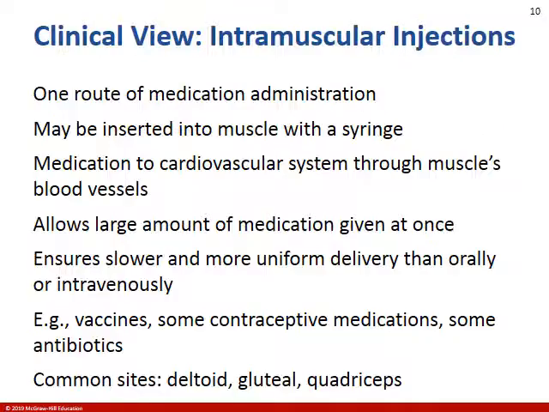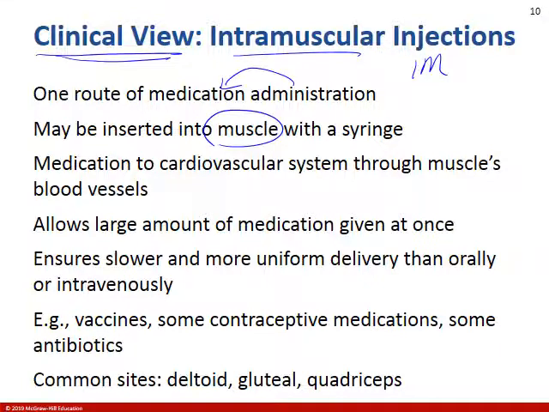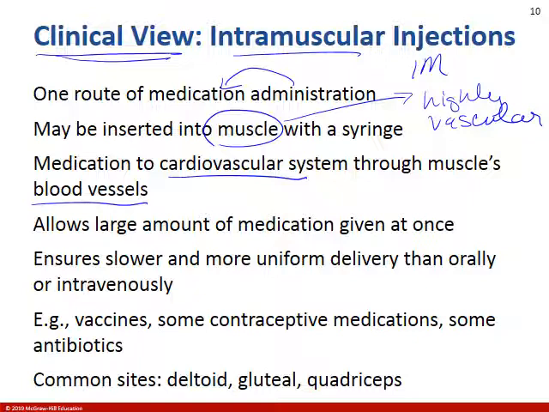I think it's important to look at this clinical view and intramuscular injections. So why would we want to administer medication directly into the muscle? If you remember, muscles are highly vascularized. So this is good, right? We can get the medication directly into the cardiovascular system via the muscle's blood vessels. We can give a large amount of medication at one time. It'll slowly and uniformly travel into the bloodstream.